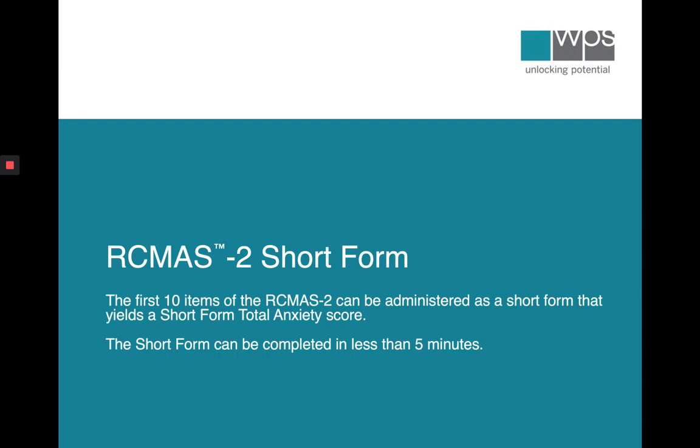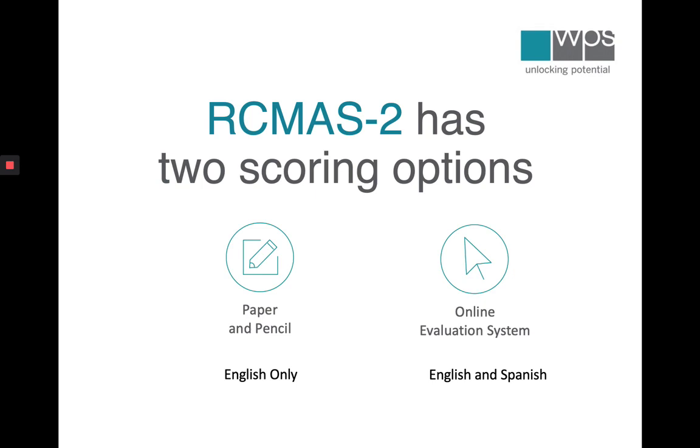What most school psychs don't know about the RCMAS-2 is that if you have it, you also have the short form, because the first 10 items of the RCMAS-2 can be administered as a short form that yields a short form total anxiety score, meaning that in less than 5 minutes, you can administer a self-report of anxiety. The RCMAS-2 has 2 scoring options, paper and pencil, or our online evaluation system. By using our online evaluation system, you will be able to access both the English and Spanish versions.